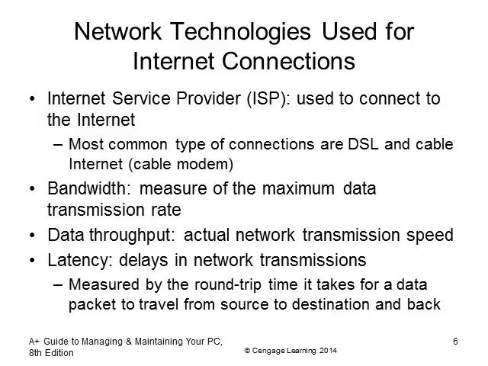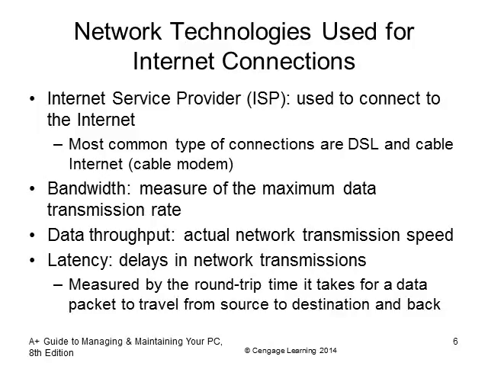Bandwidth is the measure of the maximum data transmission rate. Data throughput is the actual network transmission speed. Latency is the delay as information is being transmitted throughout the network. If you're measuring latency, the larger the latency, the worse it is, because that means the longer the delay. Latency is measured by the round-trip time it takes for a data packet to travel from one source to a destination and back.